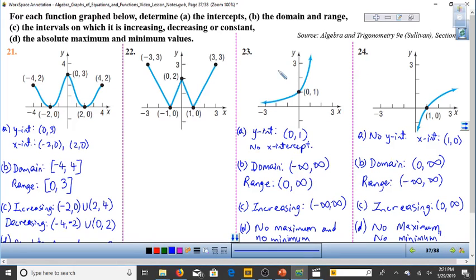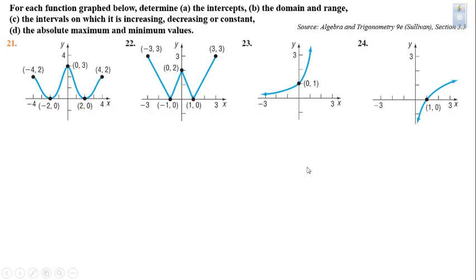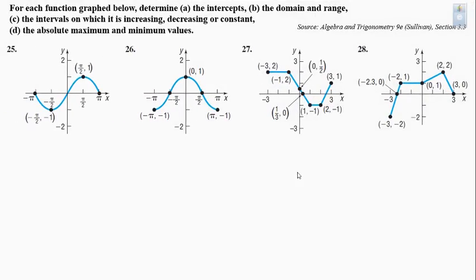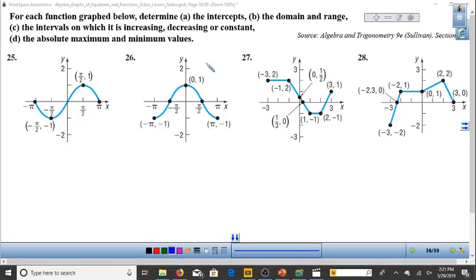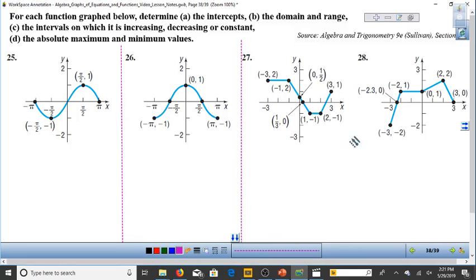Now let's try another set of examples here. In this case, same instructions. As we can tell from the graph here, there's only one intercept, both the x and y intercept, in number 25. It crosses both the x and y axes at (0, 0). So the one intercept is at the point (0, 0).